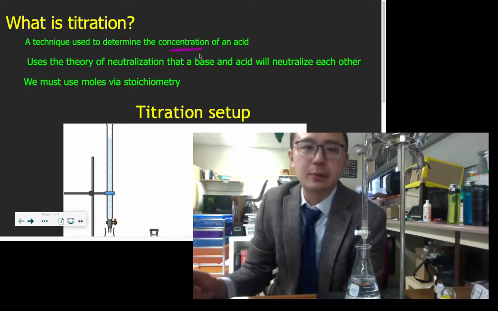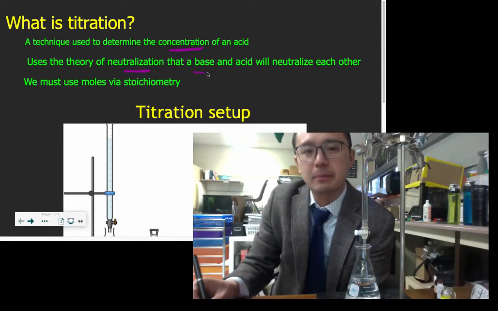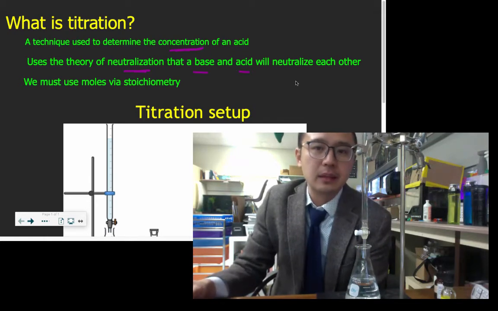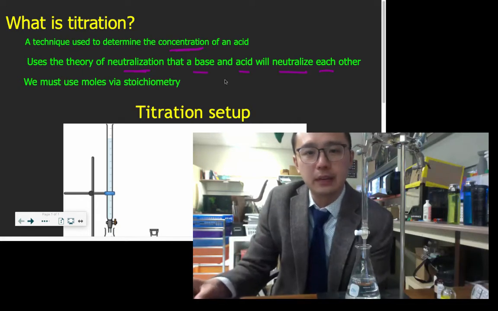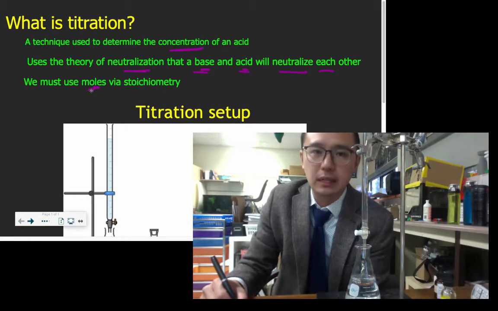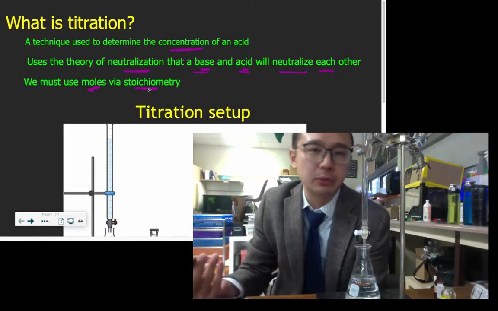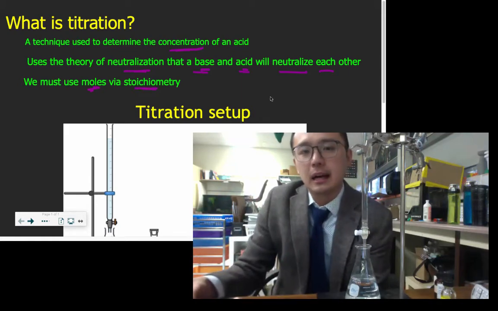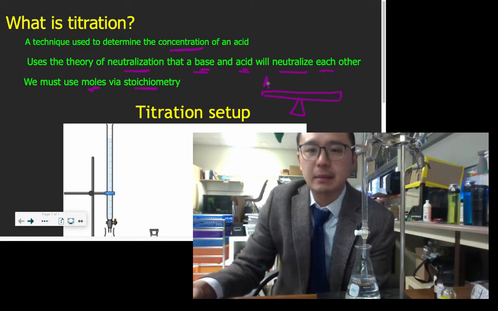So let's keep going. In titration, we're using the theory of neutralization. That means that whenever a base and an acid are mixed together, they will neutralize each other to get water and a salt. And the neutralization between a base and acid will depend on the moles of each that's used. Remember, if you've done some neutralization reactions, we have to use stoichiometry to look at the molar ratio and make them equal. If you think about neutralization in the sense of a seesaw, when it's neutralized, you have the same amount of acid and the same amount of base.